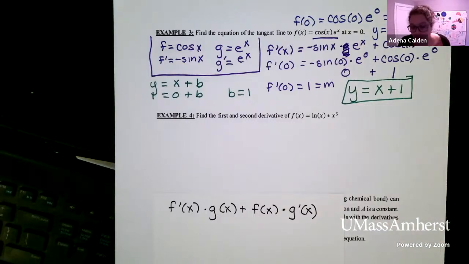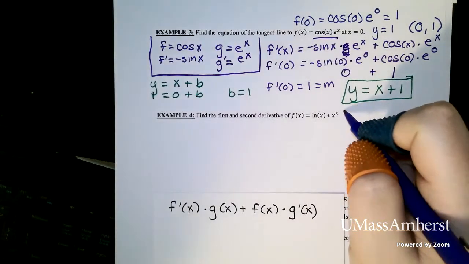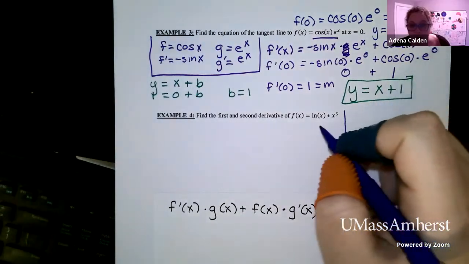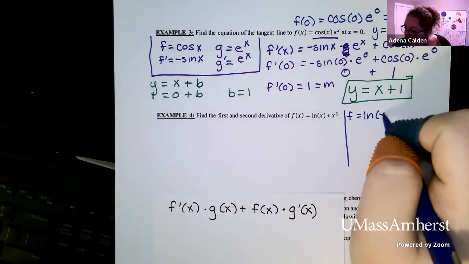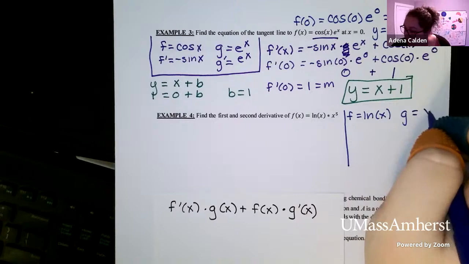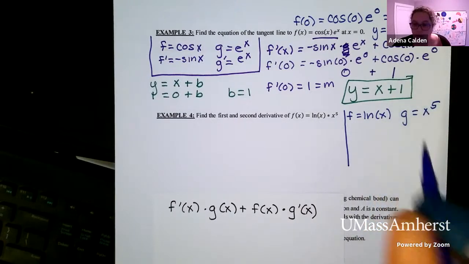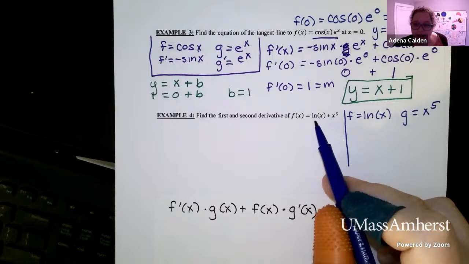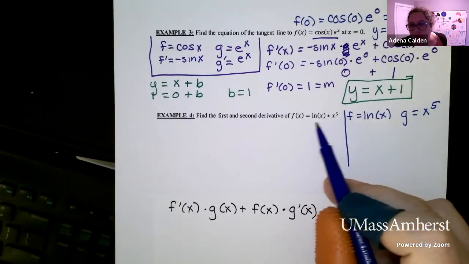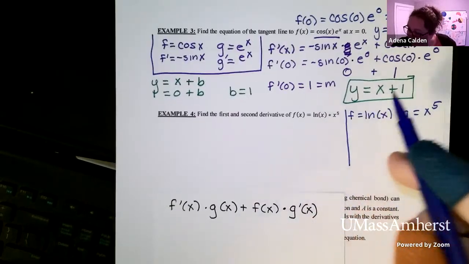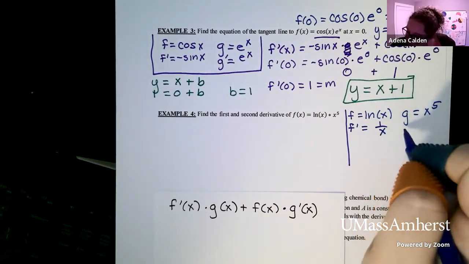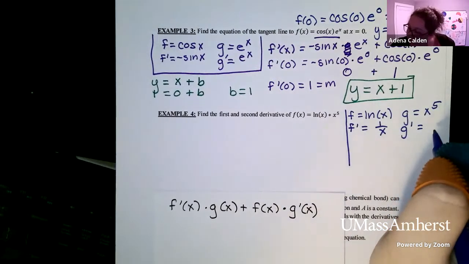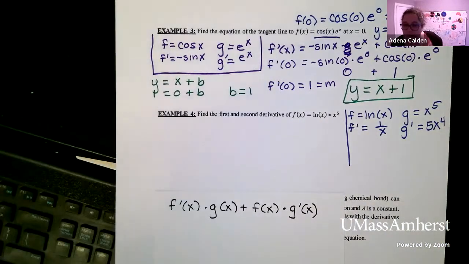So as we start this particular problem, we are going to set up our first product rule here. So our f is going to be the natural log of x. Our g will be x to the fifth. Okay, again, it doesn't actually matter which one is your f and your g. The convention is just the first one is your f and the second is your g. Now the derivative of the natural log of x is 1 over x. The derivative of x to the fifth is 5x to the fourth.